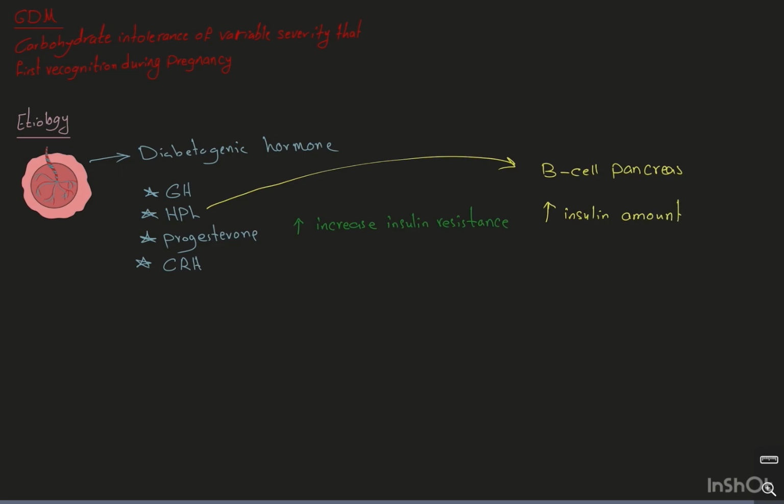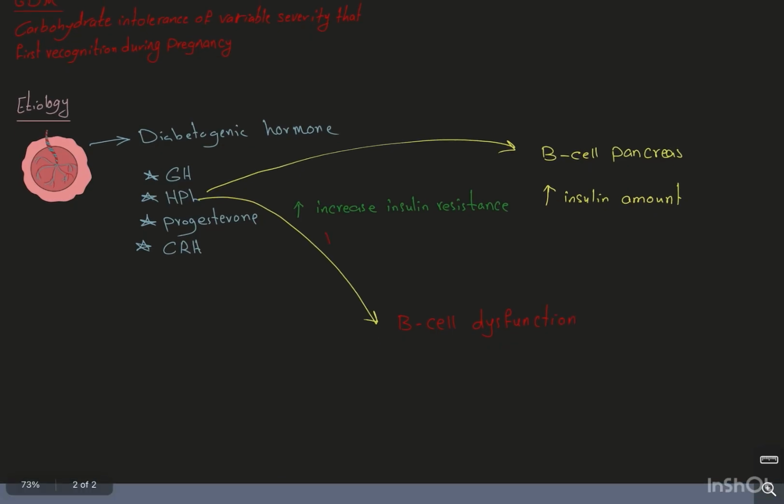But in cases where human placental lactogen stimulates a dysfunctional beta cell, so there is dysfunction in the beta cell, it will not be stimulated properly by human placental lactogen, and the insulin amount will decrease, or it is not a sufficient amount to compensate for that increase in insulin resistance. And that is what's called gestational DM during pregnancy.